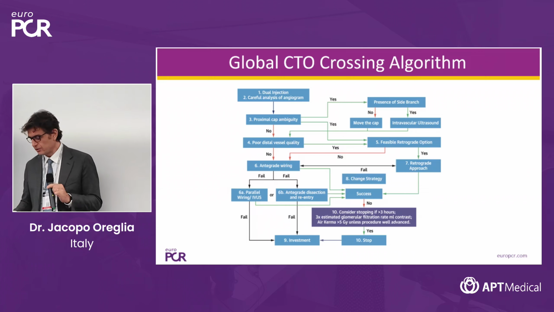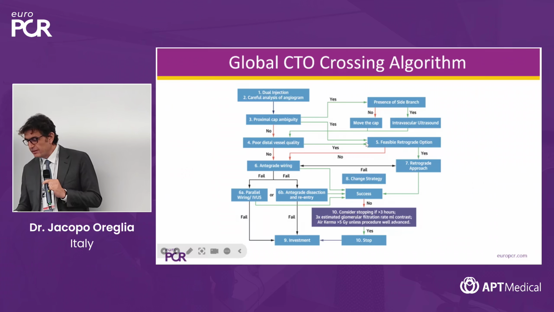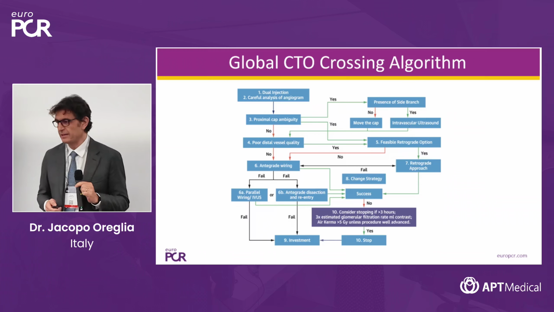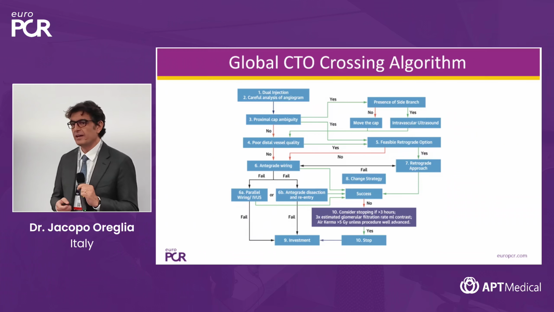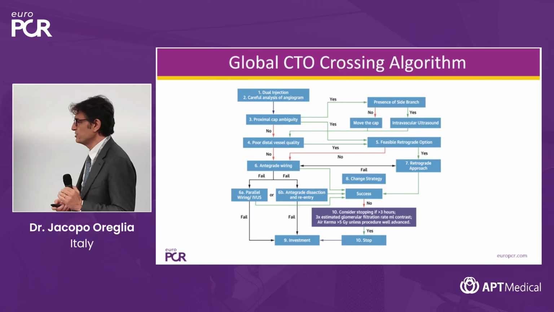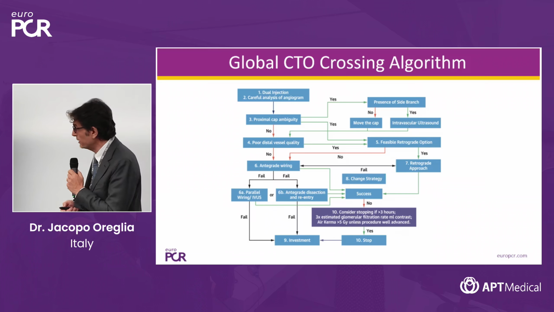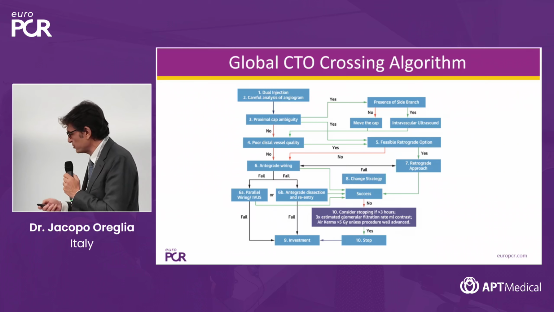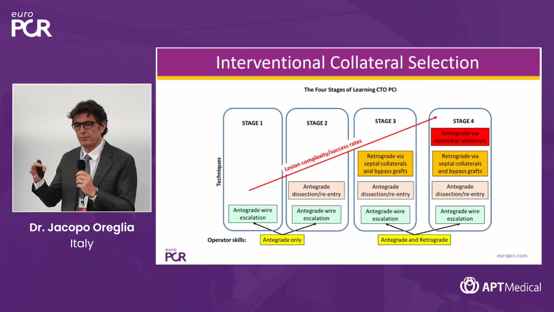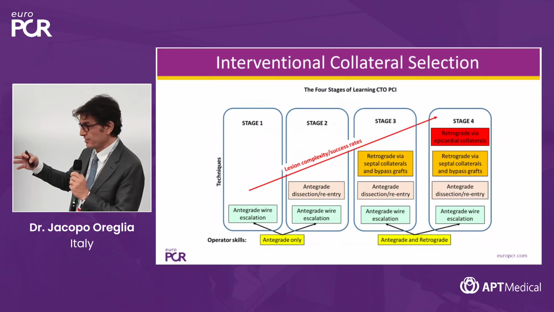I don't want to go deep into this algorithm, but just to tell you that point 5 tells about a feasible retrograde option. So what does feasible mean? Of course, it depends on the expertise of the operator, because feasible retrograde option means you have an interventional collateral. But what is an interventional collateral? It is different from operator to operator, and also for the same operator at different levels of his experience.